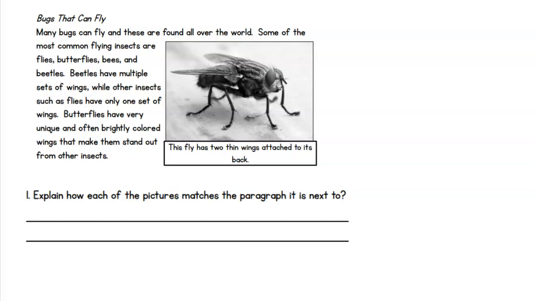All right, so the question is, explain how each of the pictures match the paragraph it's next to. Since we just talked about the fly, I decided to stick with that one. So how does this match the paragraph it is next to? We just talked about this. The picture shows the fly's wings. It's a very close-up picture of a fly. And the paragraph talks about bugs that can fly, and it also talks about the different kinds of wings that a fly has or different bugs have. So that is why it matches with that paragraph.